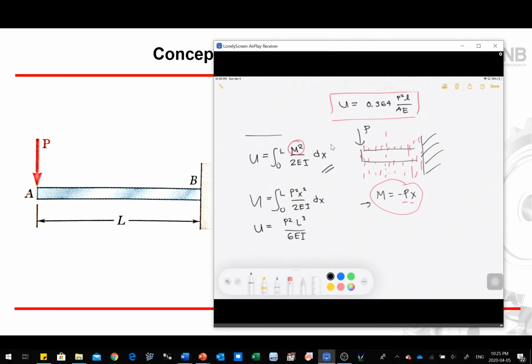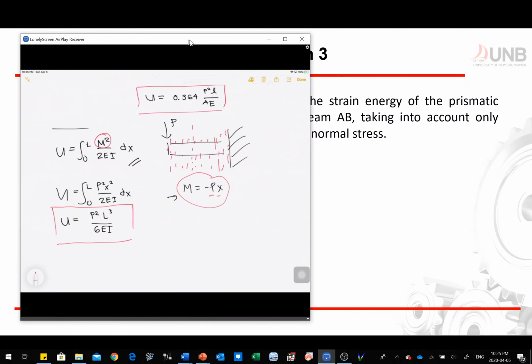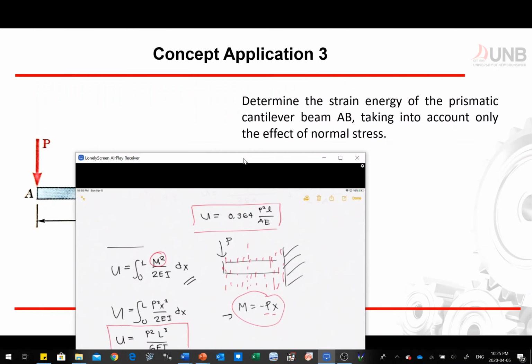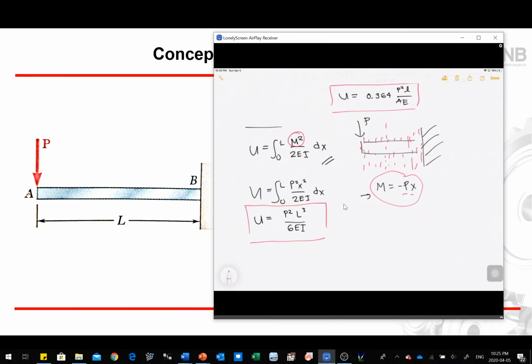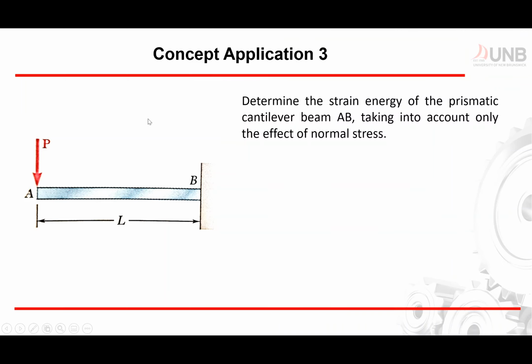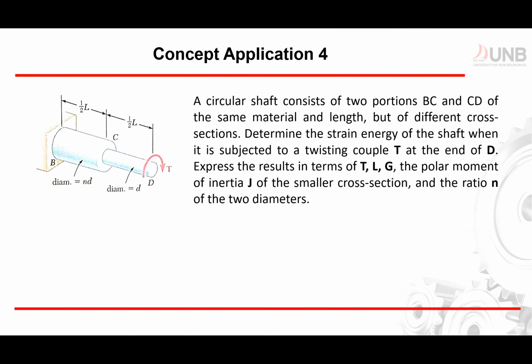So you can see this strain energy calculation is very simple if you only use the equations that I showed you, I think in the second slide. So yeah, just checking if that's the question right there. Now that's the equation for bending. So we have another example here, which is I think for torsion.